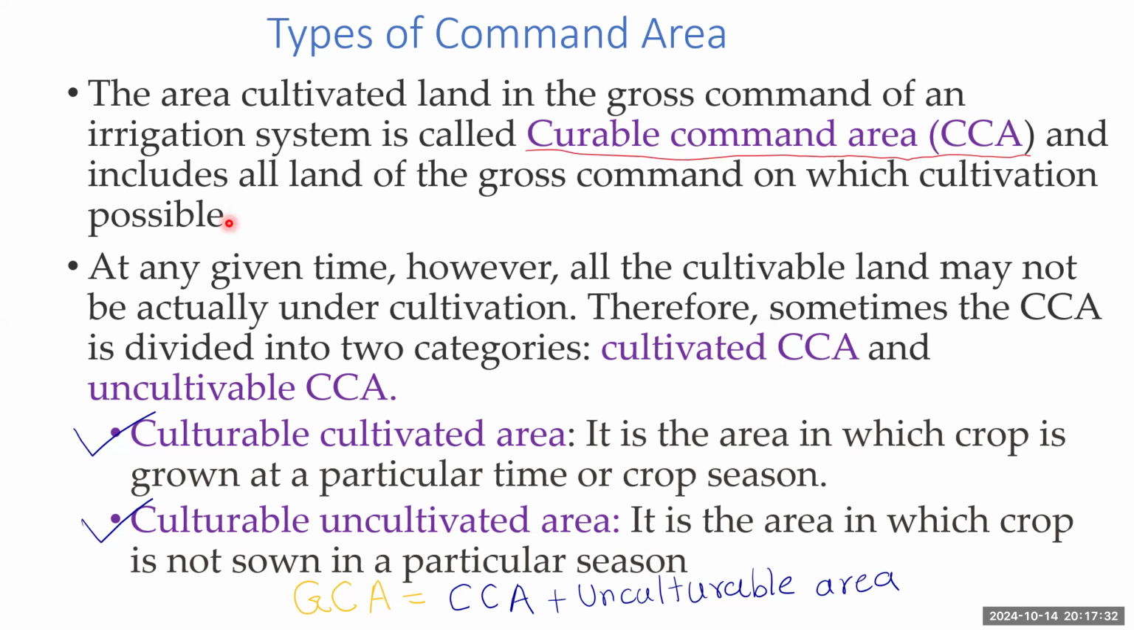So we have discussed these four types of command area. One is the gross command area. Second is the culturable command area. And culturable command area is divided into two subtypes: culturable cultivated area and culturable uncultivated area. Based on this, sometimes a short note may be asked in the exam. The question will be: explain the types of command area or give the classification of command area. Such a question may be asked for 5 marks.